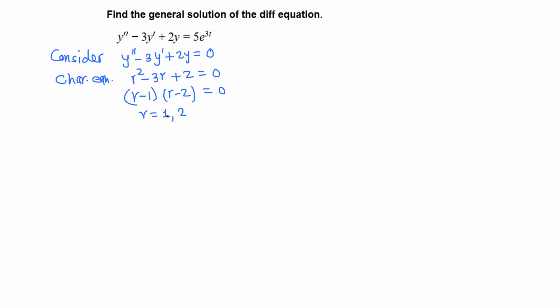So e raised to 1t and e raised to 2t are two solutions, and we can write down the complementary solution. When we consider the homogeneous, that's called the complementary solution. So yc is c1 e raised to t plus c2 e raised to 2t. Now we want to find a particular solution, and the general solution will be the complementary solution plus the particular solution.